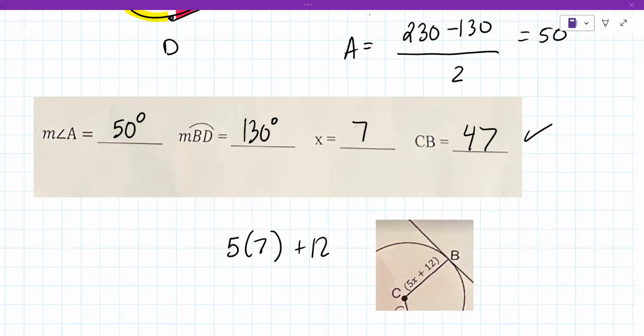Let me just write that down. Okay, got it down. All right, let's move on to number 3. Go ahead and flip your paper over and we'll look at number 3 here.